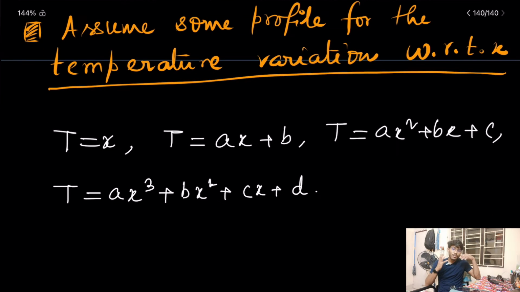Someone will say I will take 4th order. Someone will say I will take a 50th order thing. And someone will say I will take e to the power x. But on what basis are you saying these things? Just focus your mind on this sentence: you have to assume your temperature profile so that it satisfies the maximum number of boundary conditions.